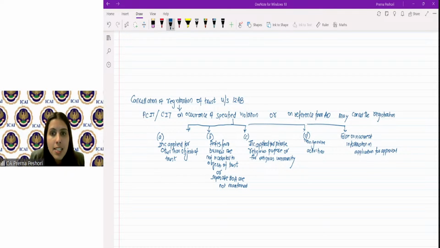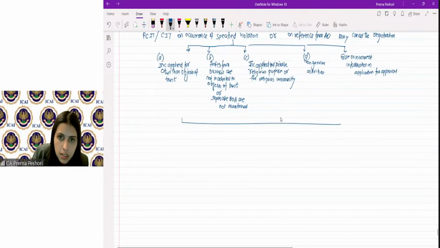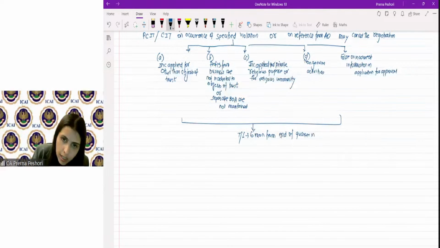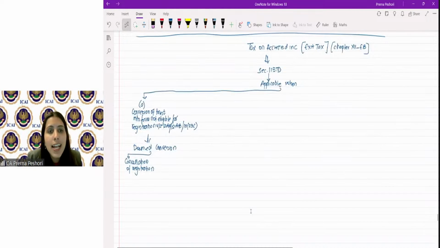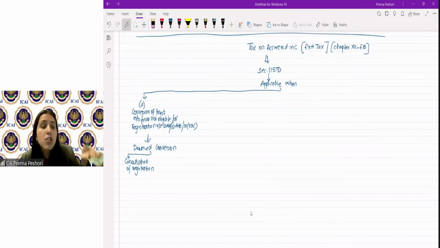What is the time limit? It is 6 months from the end of the quarter in which the notice was issued. Okay, notice was issued. Fine. So if there is a cancellation of the registration, then in that case there will be exit tax because it will be deemed that the trust has converted itself to a non-charitable institution. Are we clear? So the exit tax will be leviable at that particular point of time.